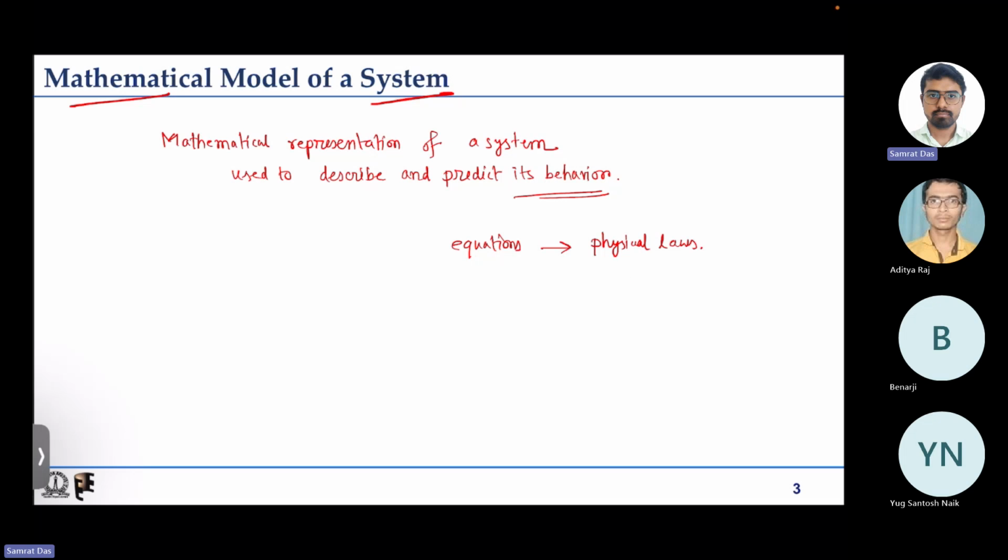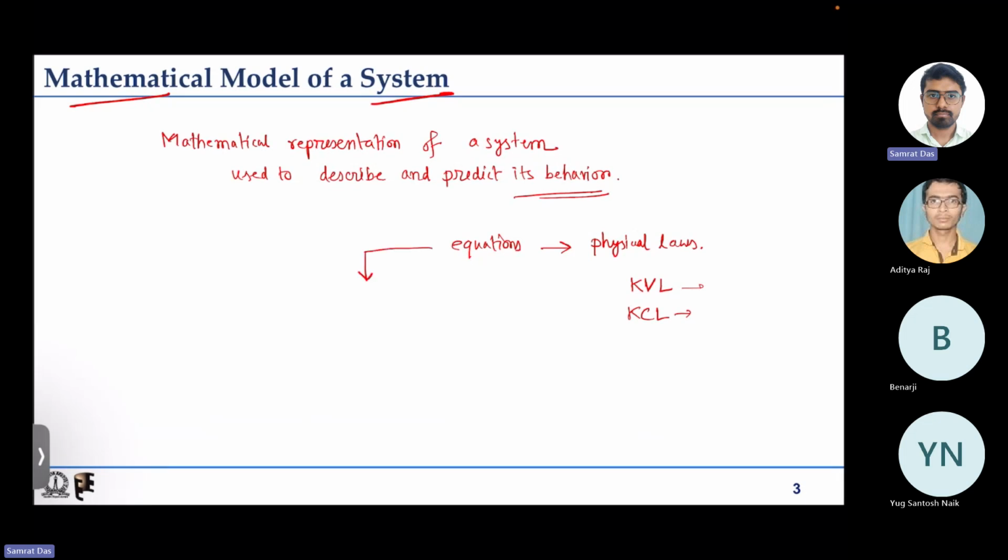For electrical systems, we have the laws of physics. The conservation of energy comes up as KVL, and the conservation of charges comes up as KCL. So KVL, KCL, these are important physical laws which are used to describe or mathematically model a system. These are the physical laws which we'll be using mostly.